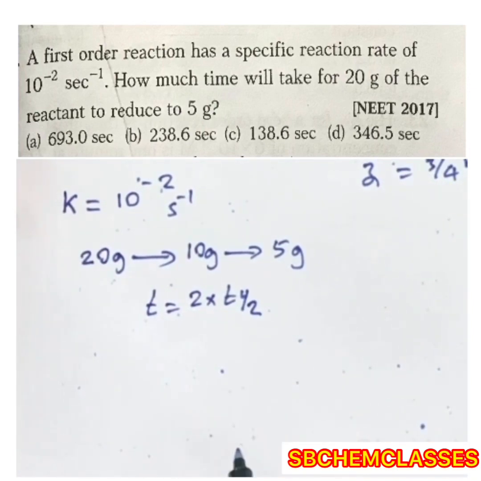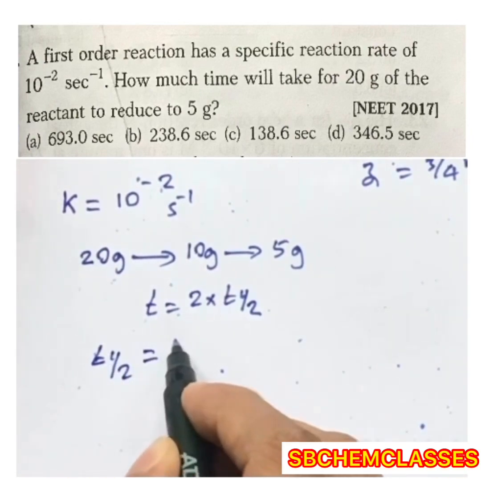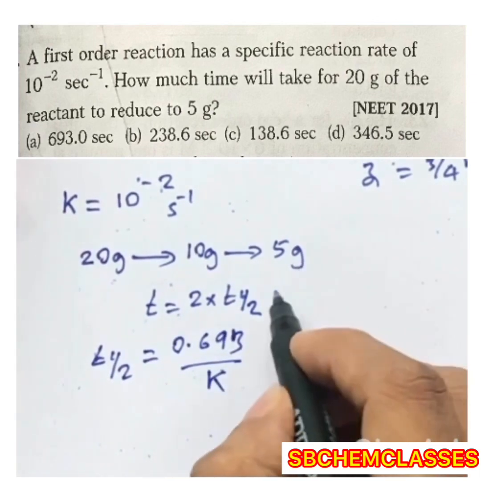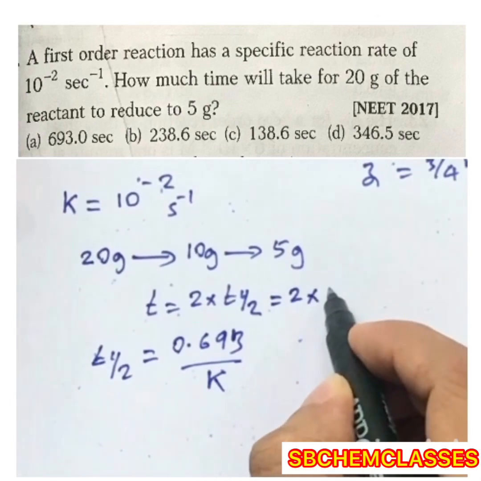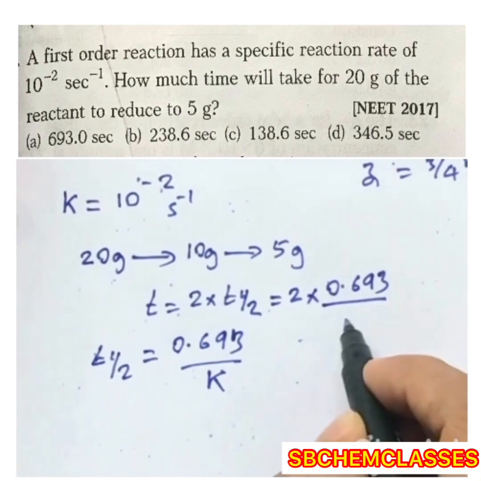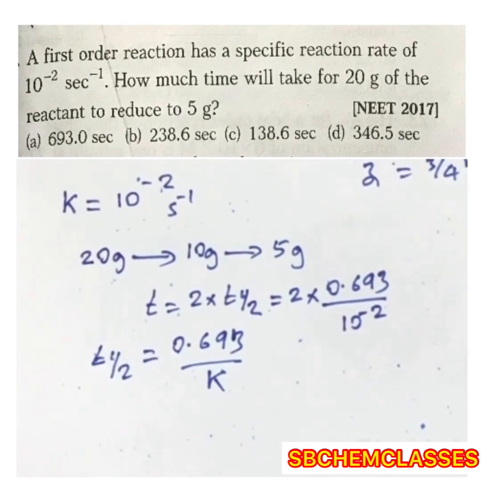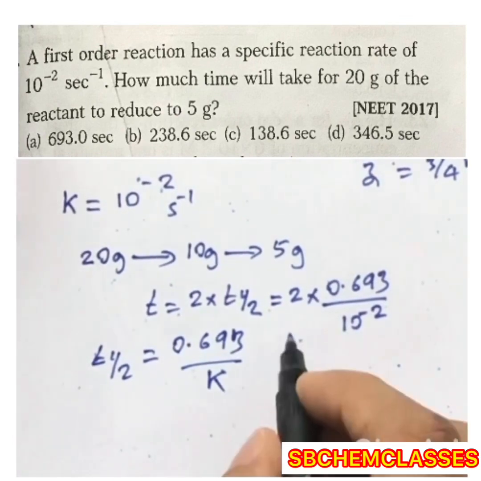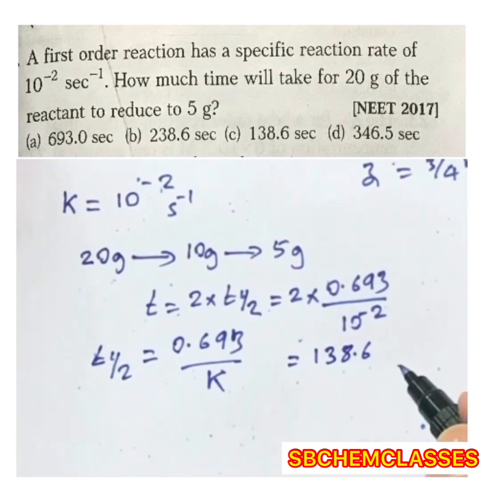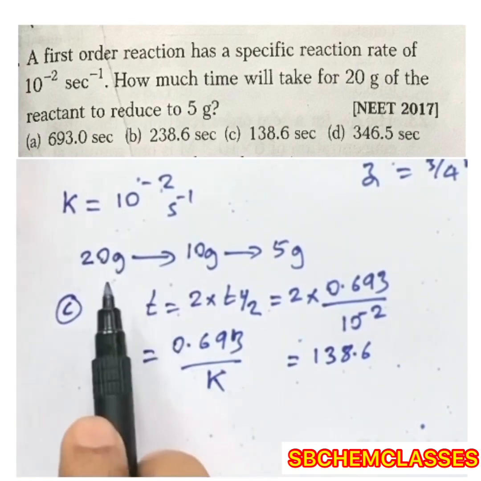We know the relation for T half. What is the relation for T half? T half equals 0.693 by K. So we can apply here 2 into 0.693 by K. What is the value of K? 10 raised to minus 2. So the answer will be 69.3 into 2, that is 138.6. So option C.